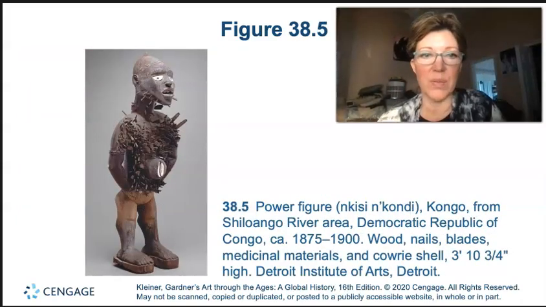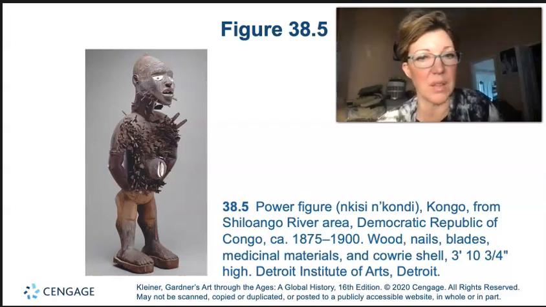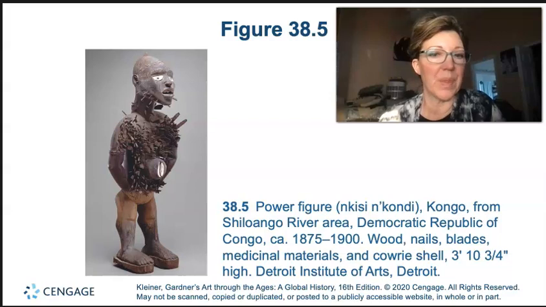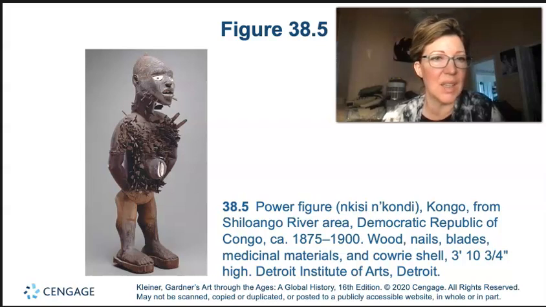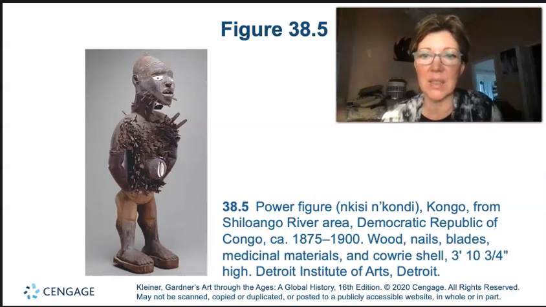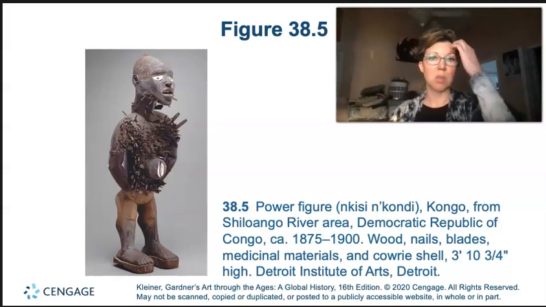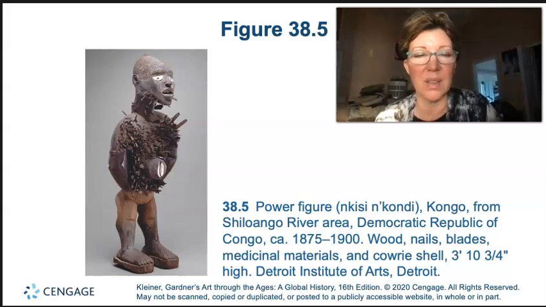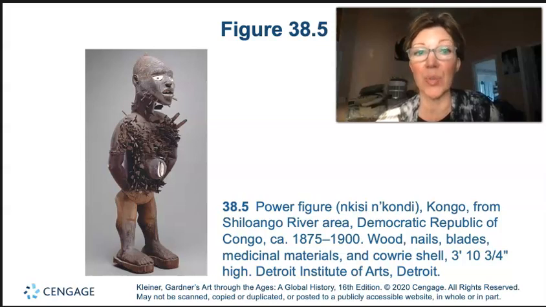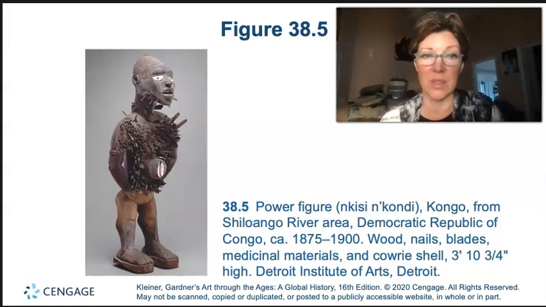Alright, here is a power figure, Nkisi Nkondi, from the Congo, made out of wood, nails, blades, medicinal materials, and cowrie shell. Okay, this is a really important thing. The function of the Nkisi Nkondi is twofold. So if you get a question on the quiz, usually only one answer can be correct, but in this case, there are two correct answers. They are used in dance and trance performances by diviners.